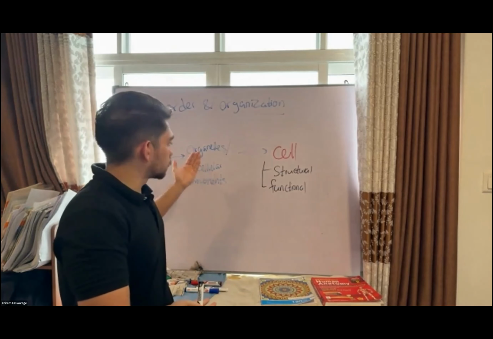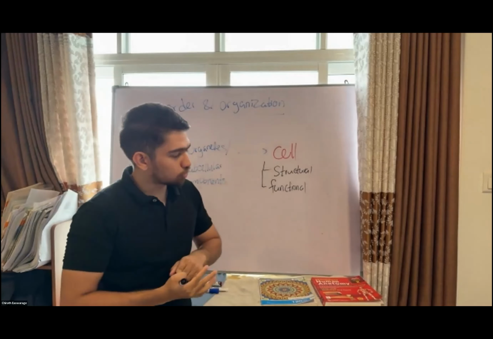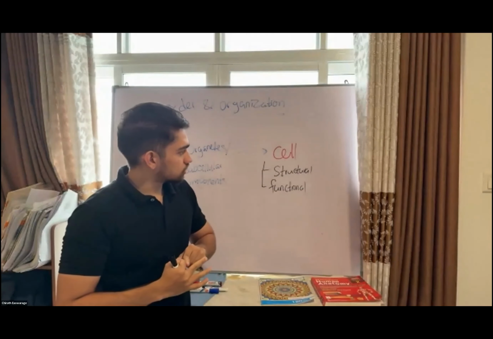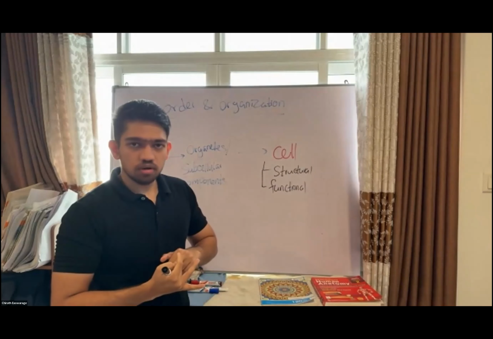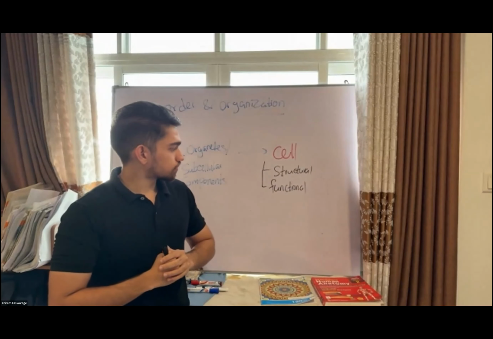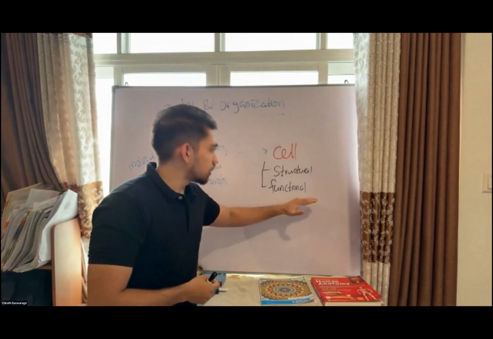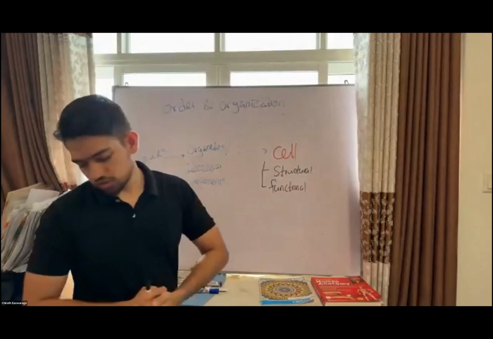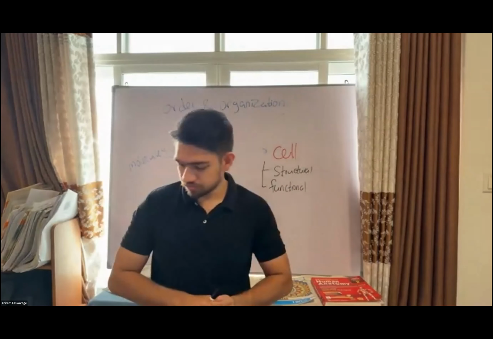Then it can make other things, like it can make proteins, carbohydrates, it can copy DNA, right? It can do so many things, right? So therefore, the cell is the structural and functional unit of life. Any questions?